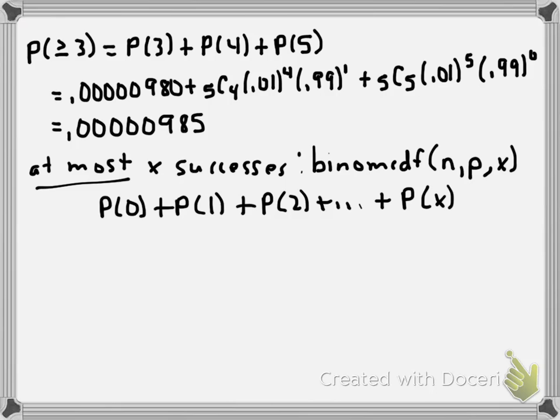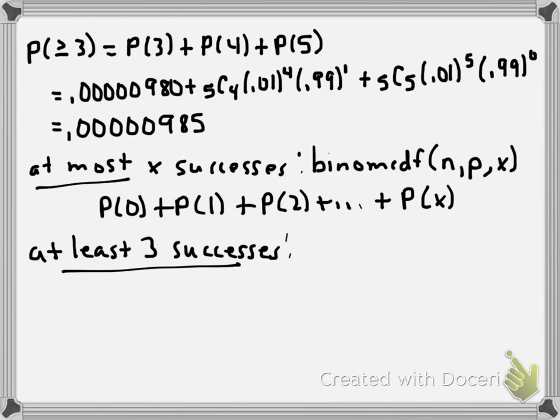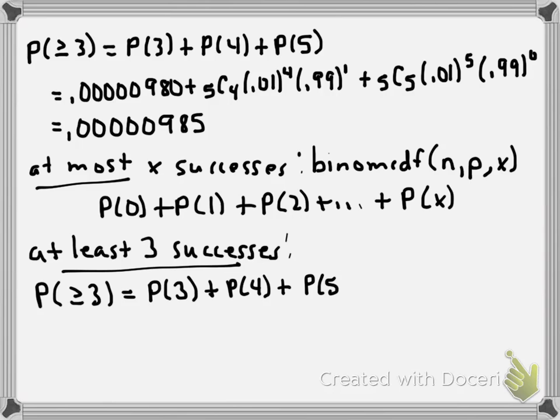However, in our case, we need to find at least 3 successes. So, in our case, we will need to also use the complements rule. Keep in mind that since we want to find the probability of selecting at least 3, that means P3 or more is equal to the probability of 3 plus the probability of 4 plus the probability of 5.